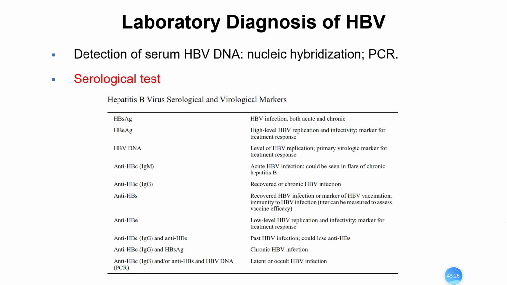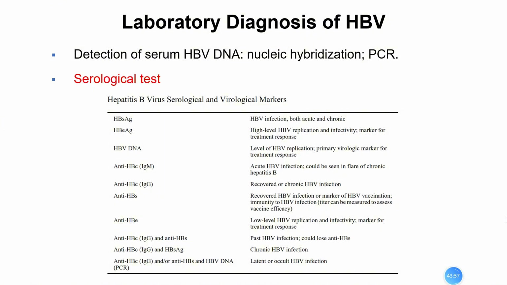And if you detect anti-C IgM, the antibody against C antigen, it means acute HBV infection, and this could also be seen in a flare of chronic hepatitis B. Well, if you detect anti-C IgG, it means recovered or chronic HBV infection.